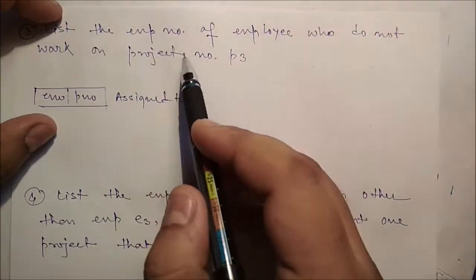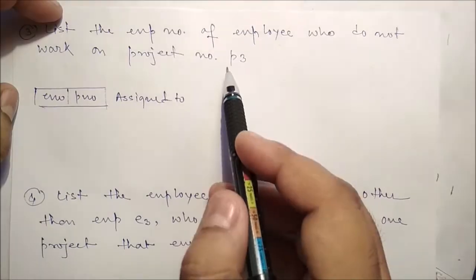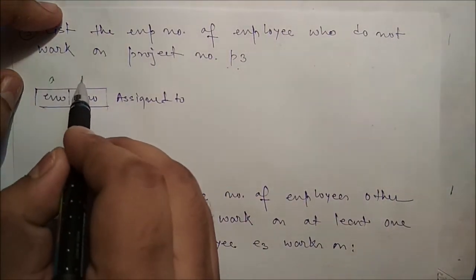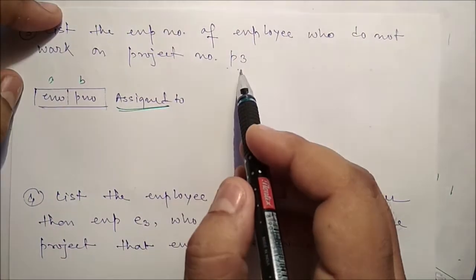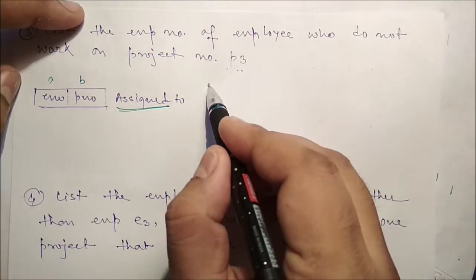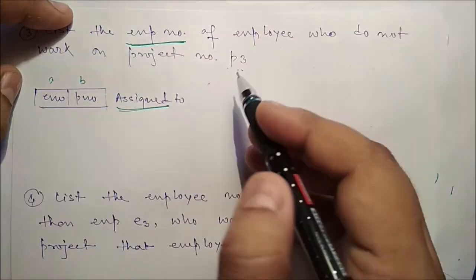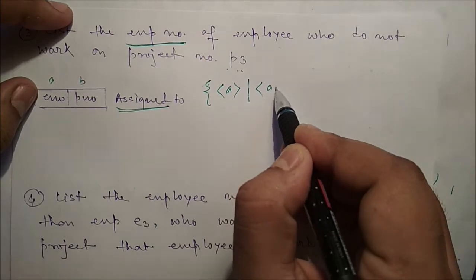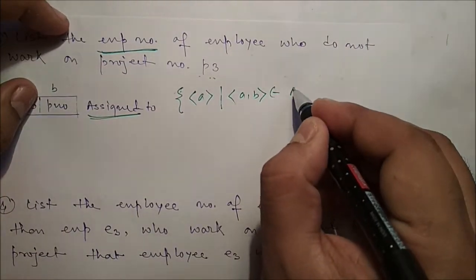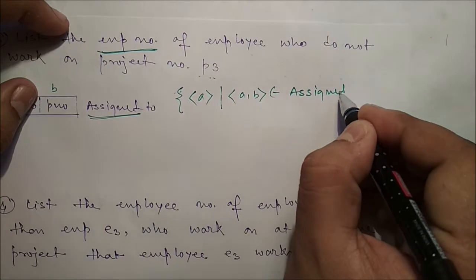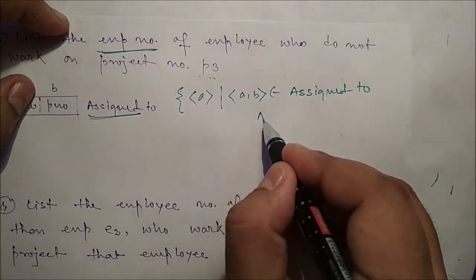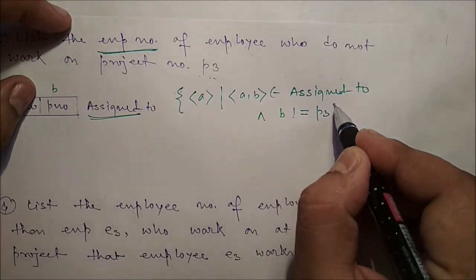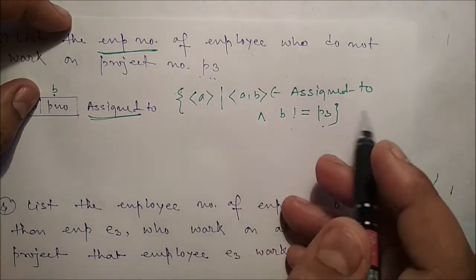Next, list the employee number of employees who do not work on project number P3. So here we can assign A and B. From assigned to we can get the project number and associated employee number. Here we need only the employee number. So we need A only, where A and B belong to assigned to, and the condition is that B should not be the same as P3.